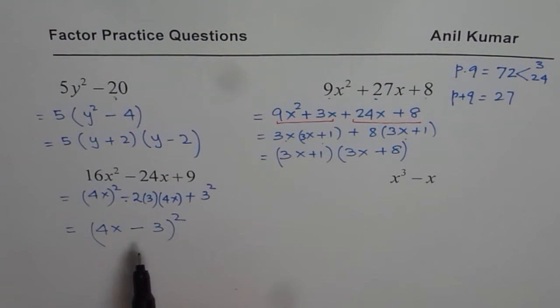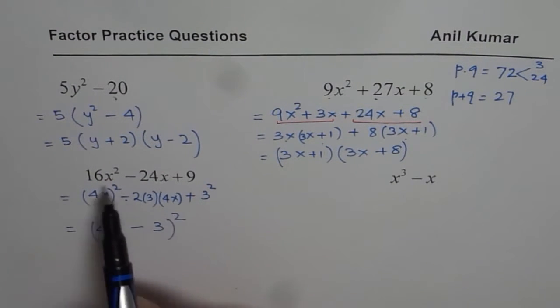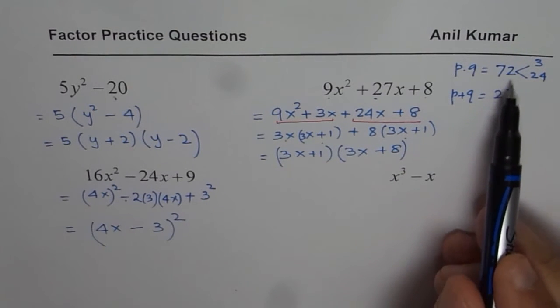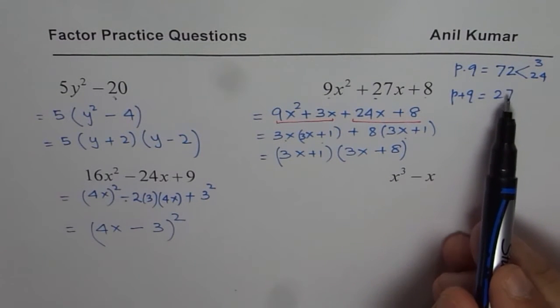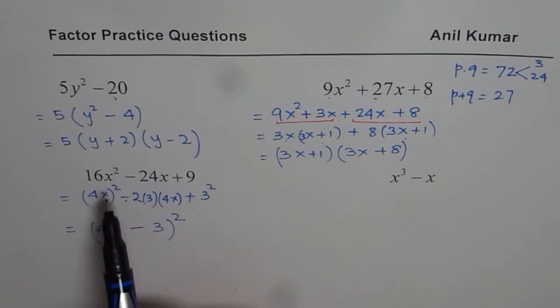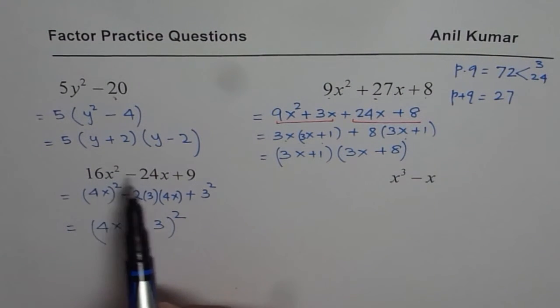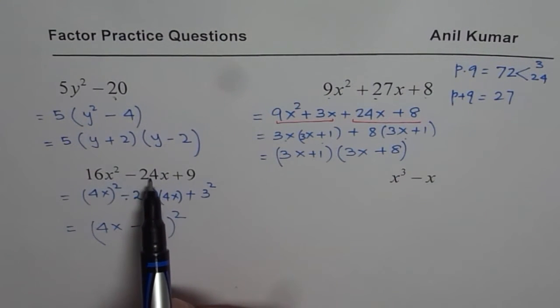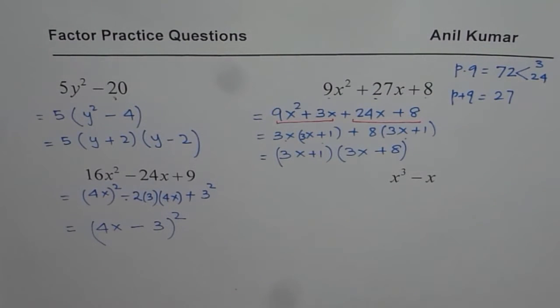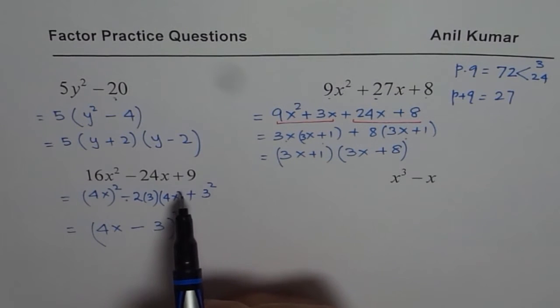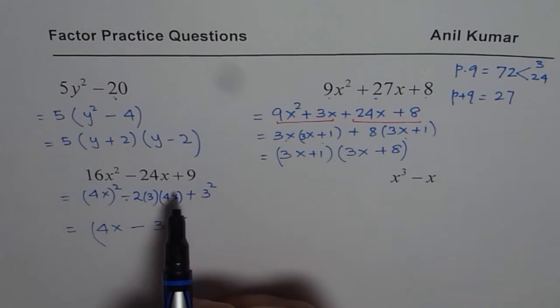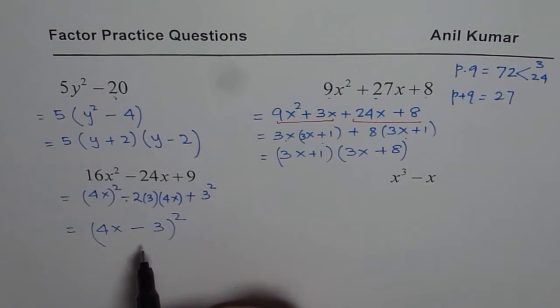Well, at times if you miss this out, then you can adopt the strategy here. The two magic numbers will be, product should be 16 times 9 and sum should be minus 24. You'll get this result, right? So you could do like that also, right? So review your strategies on factoring perfect squares.